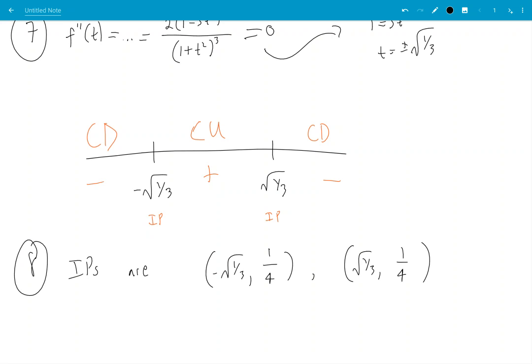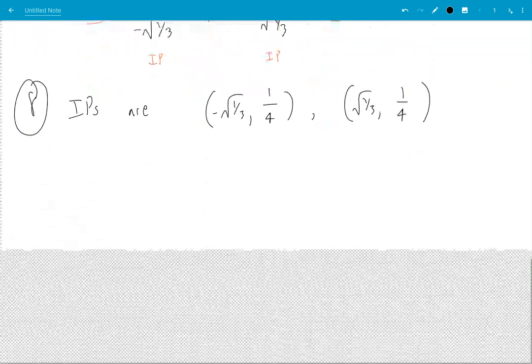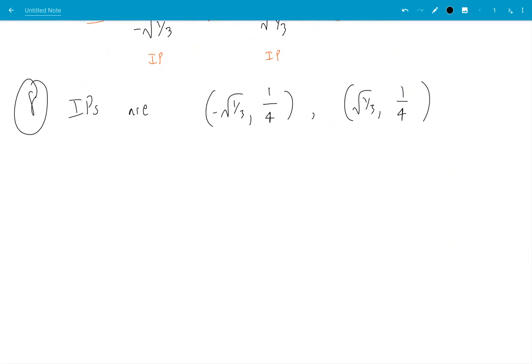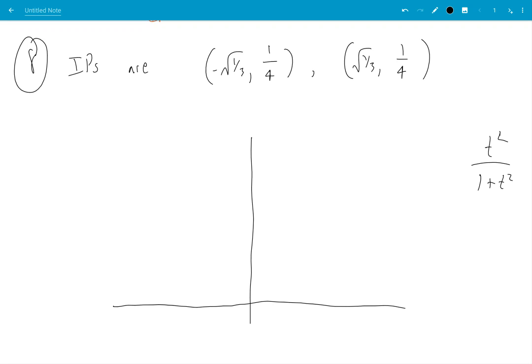Okay, now we're ready to sketch. So what I would do is plot my inflection points. 0, 0 is a min. I think that's all I got, right? Let's start there. See how I didn't leave much space down here? Well, because the function is t squared over 1 plus t squared, right? That's a positive number divided by a positive number. It's always positive, so there's no action down here. Don't waste any space.